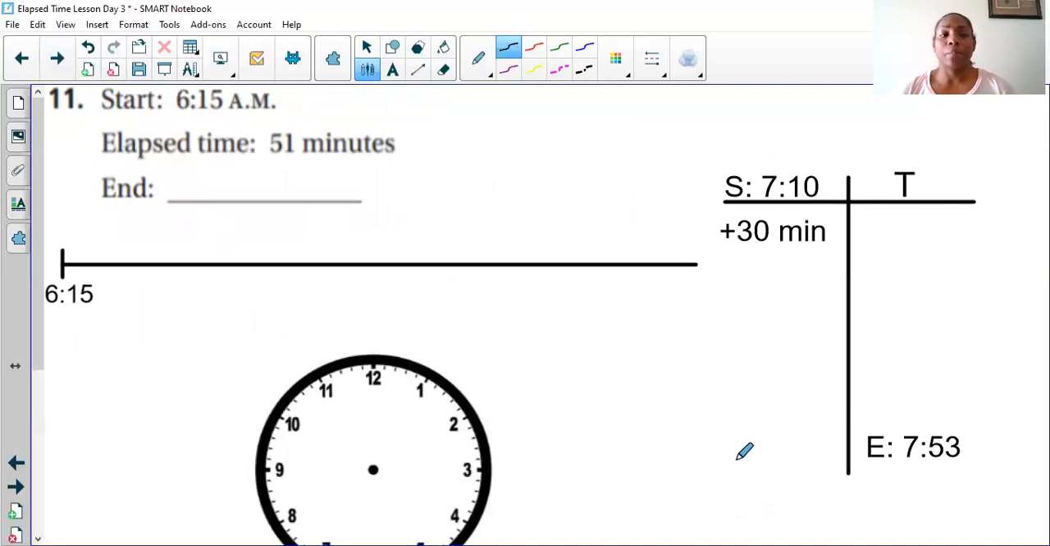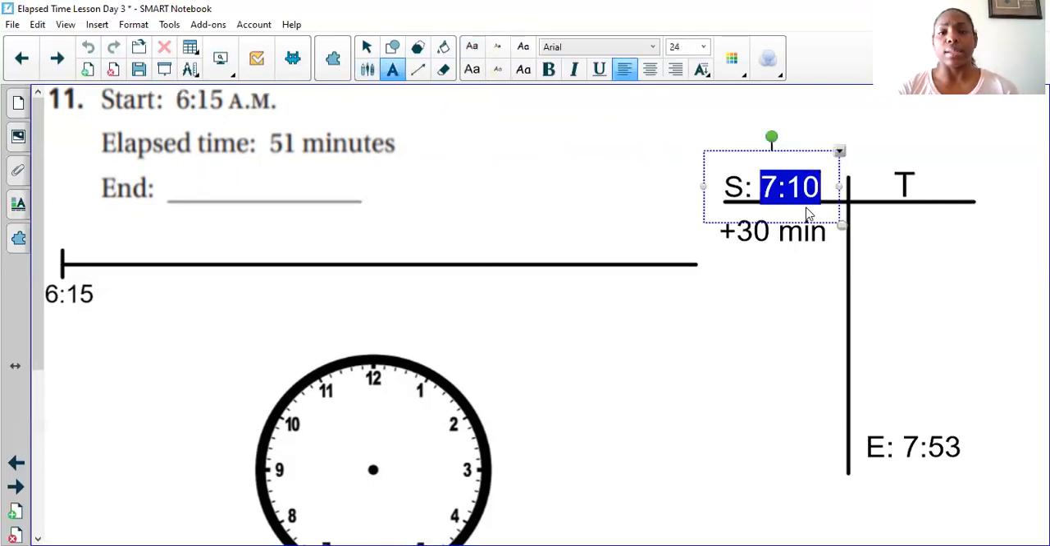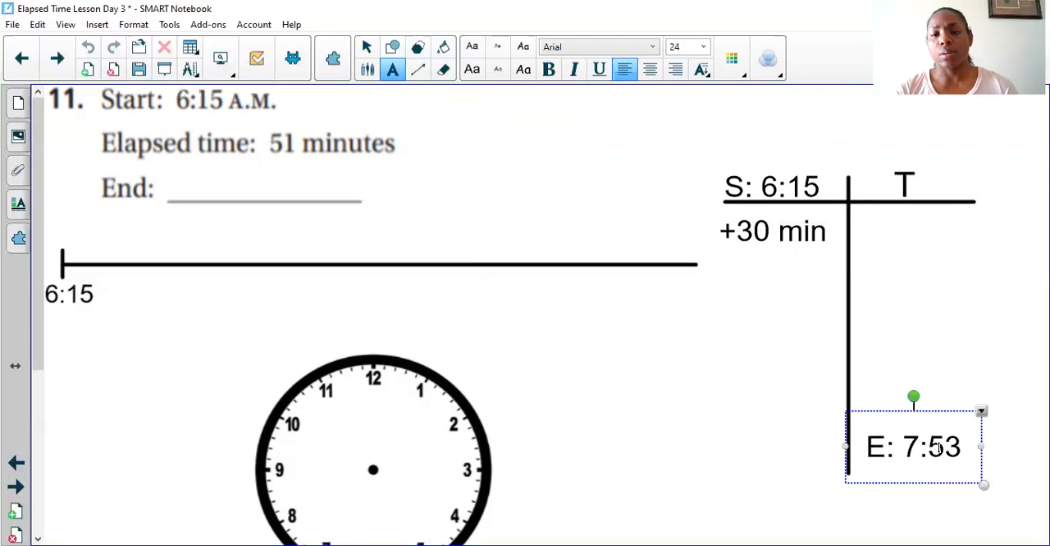So as you can see, what they have done now for question number 11 is they have taken it and giving us the elapsed time now. And what we have to do with the elapsed time is figure out what the end time is going to be. So I went ahead, once again, didn't get a chance to change this out. Sorry, friends. I went ahead and have this set up for you.